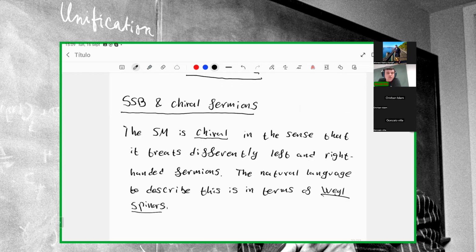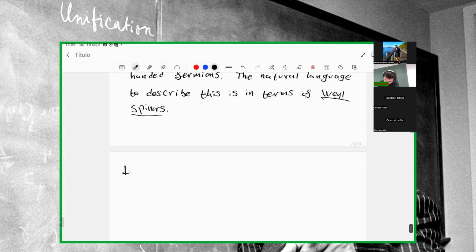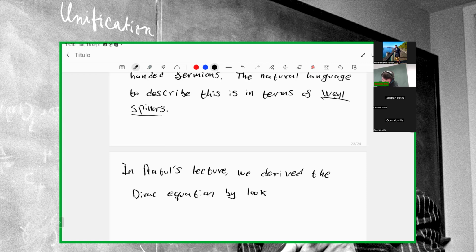Okay, so I'm talking about left and right-handed fermions, so you might be asking yourself, what am I talking about? So this is the first thing we need to cover. What is this thing about Weyl spinors and chirality? So what is the idea? In Ratul's lecture, I believe, we derived the Dirac equation by looking for a relativistic generalization of the Schrödinger equation. This is more or less the historical path. Somehow a relativistic Schrödinger equation.